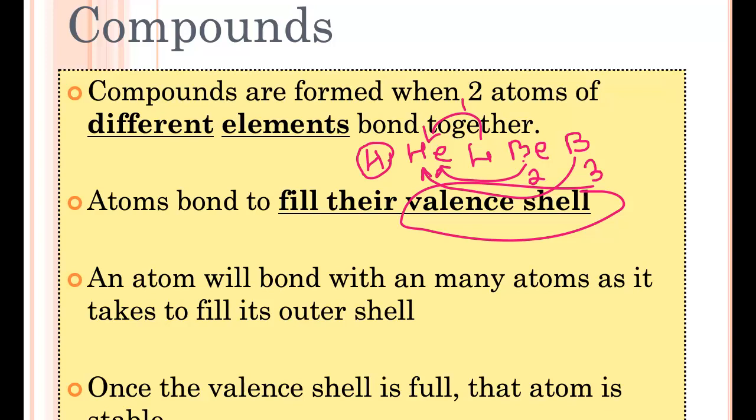All of this they do so that they are more stable and at a lower energy level. The way it's going to fill its valence shells is by losing or gaining electrons. And valence shells are always only s and p.